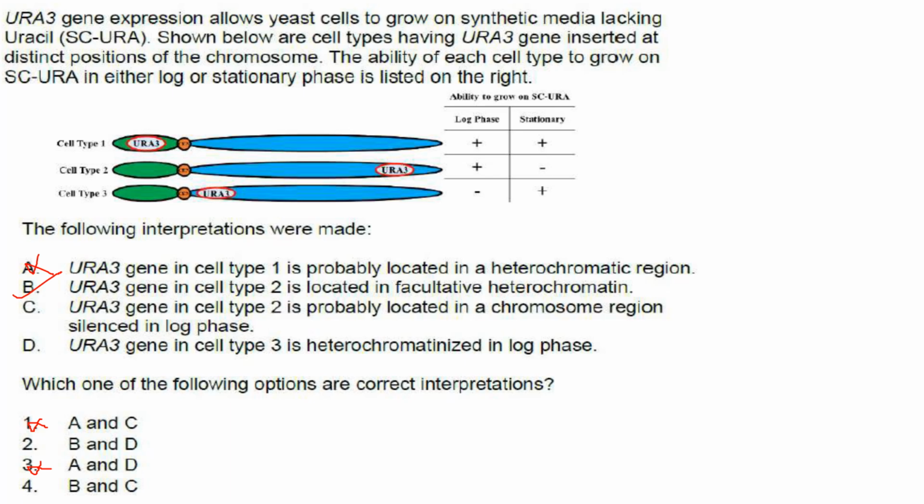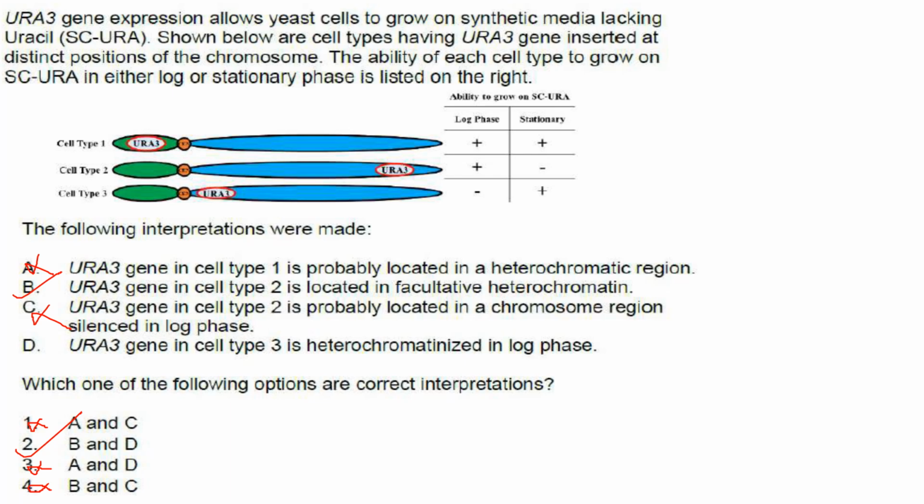URA3 gene in cell type 2 is probably located in a chromosome region silenced in the log phase. URA3 is silenced in the log phase, but it becomes active in the stationary phase. Wait, cell type 2, I made a mistake there. Cell type 2 is this one. Cell type 2 is getting active in the log phase and inactive in the stationary phase. What they have told, URA3 gene in cell type 2 is probably located in a chromosome region silenced in the log phase. It is not silenced in the log phase, it is active in the log phase. So this statement is incorrect. So wherever C comes, it is incorrect. So you got your answer already. It is 2.